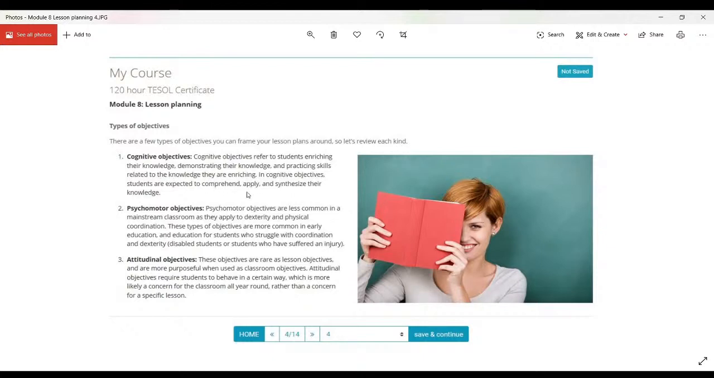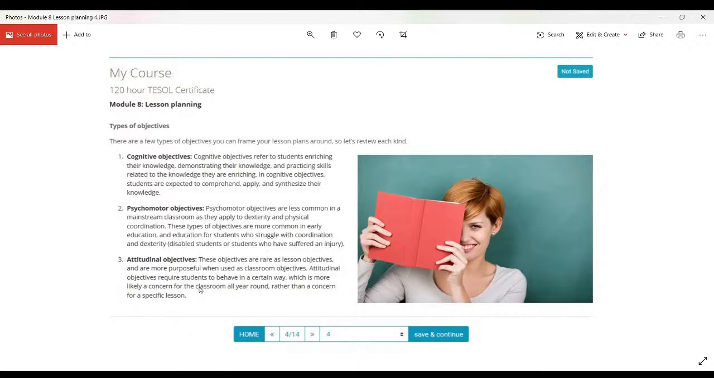So, what's the difference between the cognitive and the psychomotor objectives? Yung psychomotor objectives, basically it's more for early education, for beginners. And also it says here that it is for students who struggle with coordination and dexterity. All right, so the example is given here. Okay, because this kind of objective is less common in the mainstream classroom as it applies to dexterity and physical coordination.